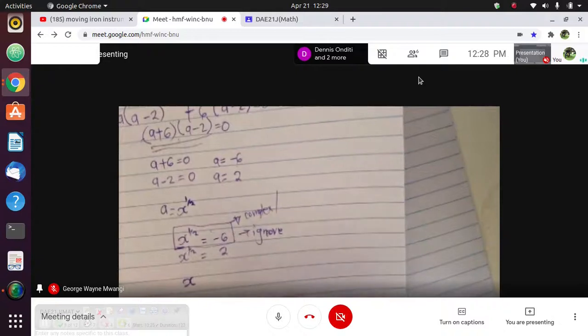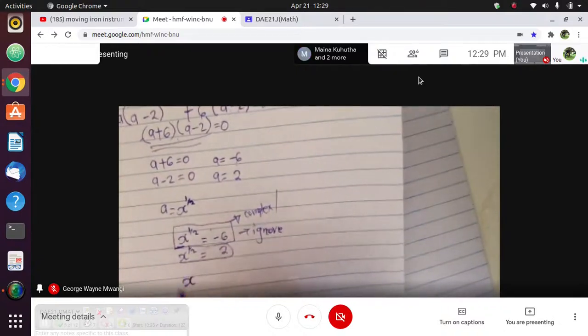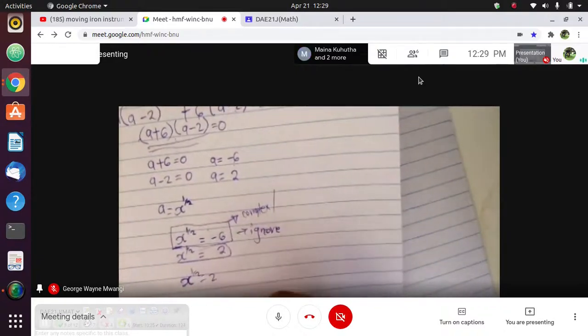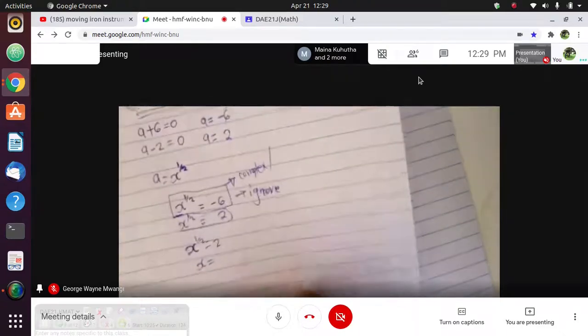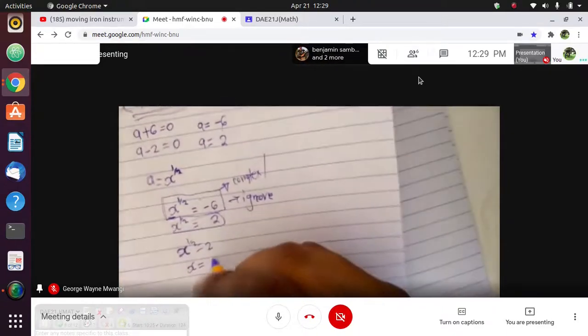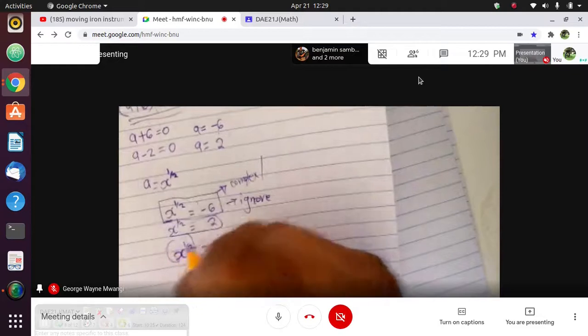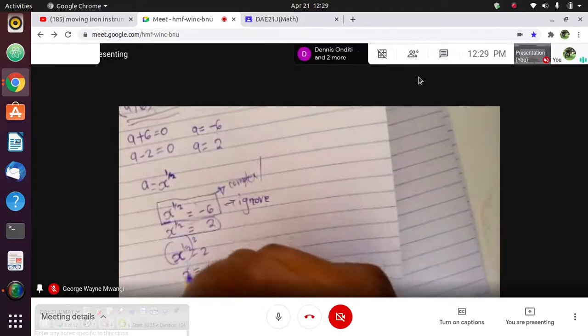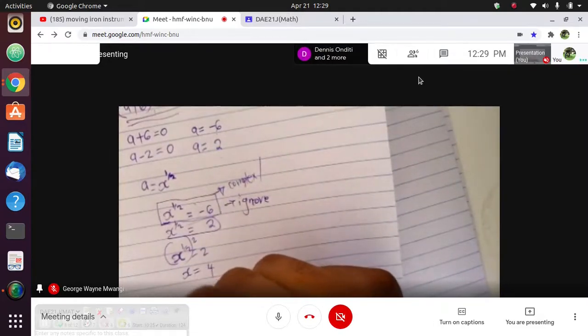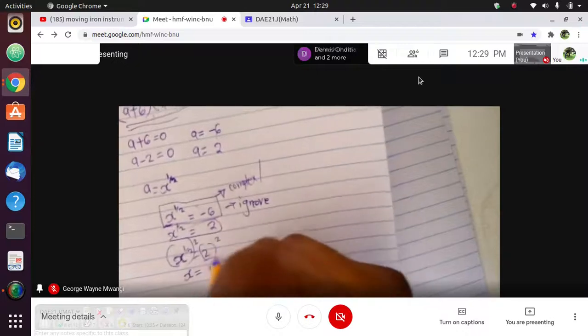What we are left with now is x raised power half is equal to 2. So our value of x will be 4. What we'll do is take this variable and square it to get x. And we square the answer to get 4.